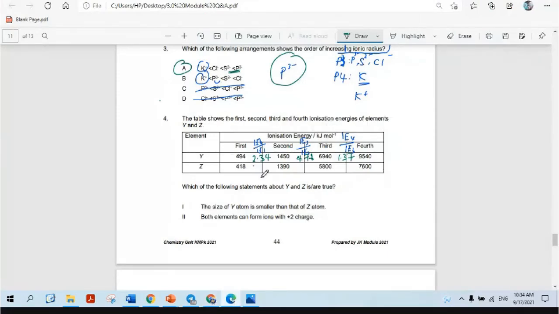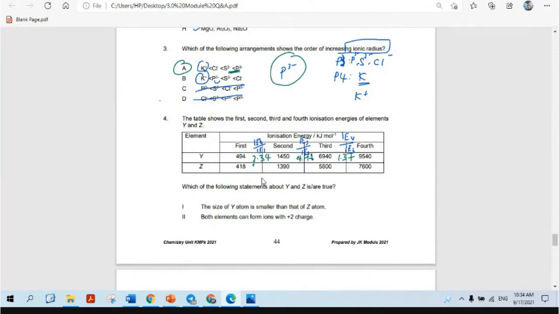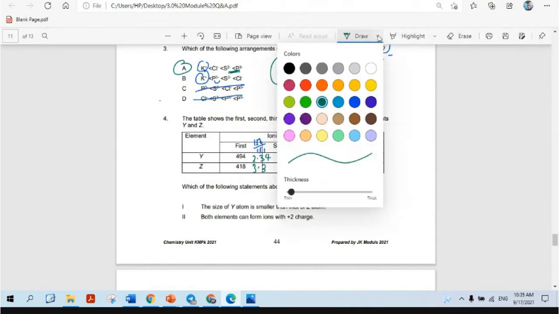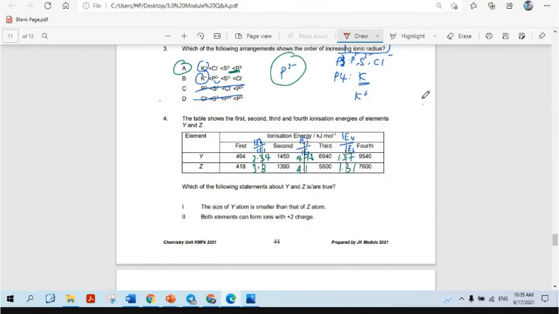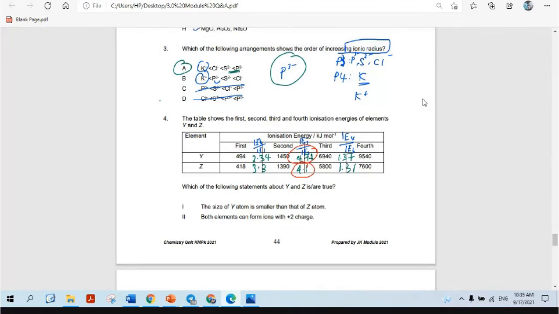Okay, let's continue. What is the answer for the IE2 to IE1 for Z? Near to 3, right? 3.3. How about this one? 4.17. Okay, this one? 1.31. Actually very fast when you calculate this. You can notice, you just need to find the highest IE ratio. So this one is the highest. Based on here, I circled at the same place, which means the IE3 to IE2 is the highest.